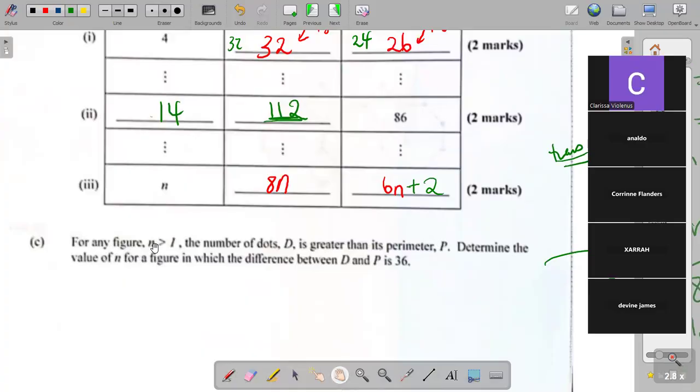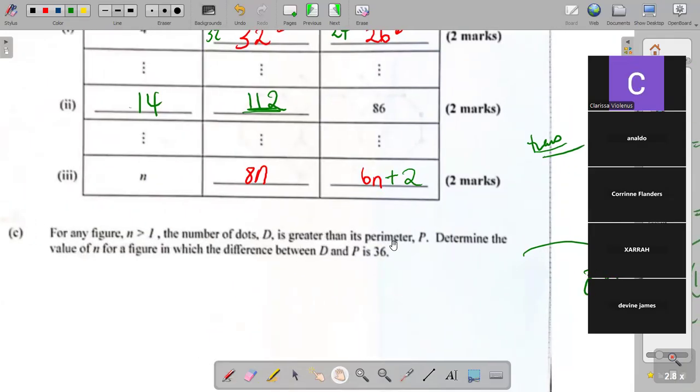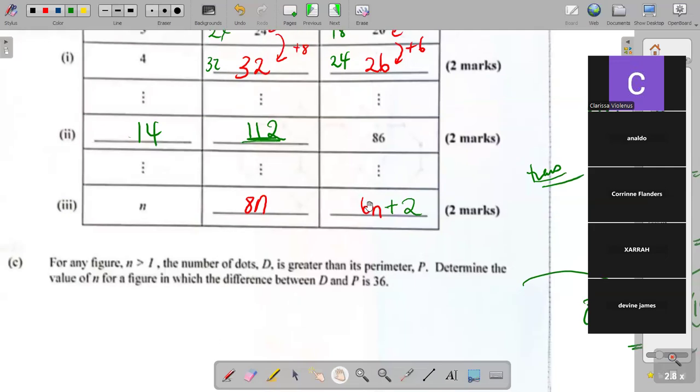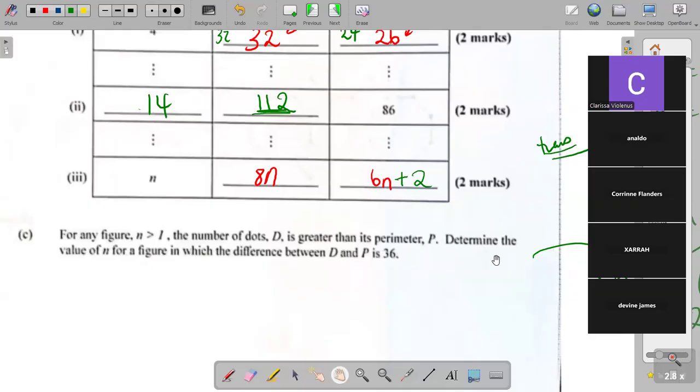So for any figure n greater than 1, so that means from figure 2 and onwards, the number of dots is greater than the number of perimeters. So you see, this is where the reading part comes through. So everybody should see that. So here's what they're asking us now for. Determine the value of n for a figure in which the difference between D and P is 36. You see, this is the drama now.